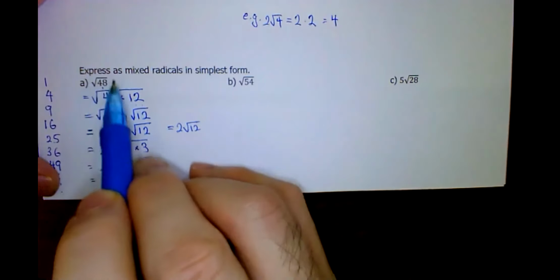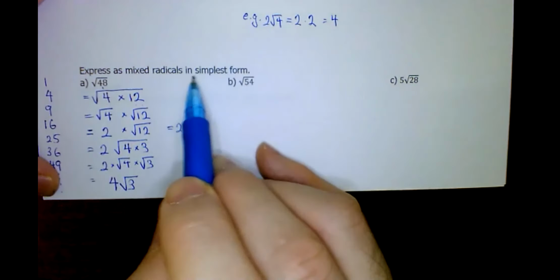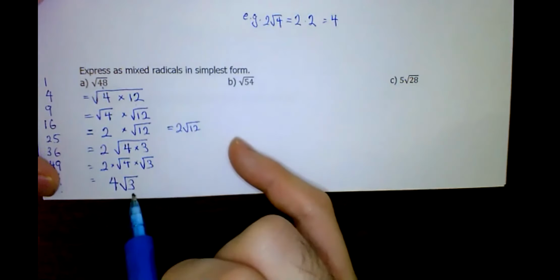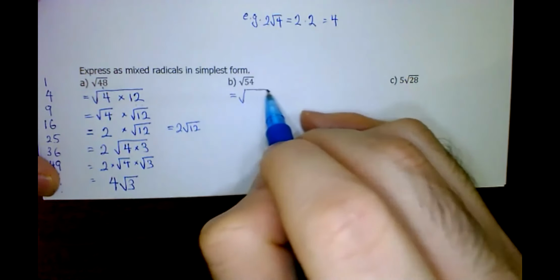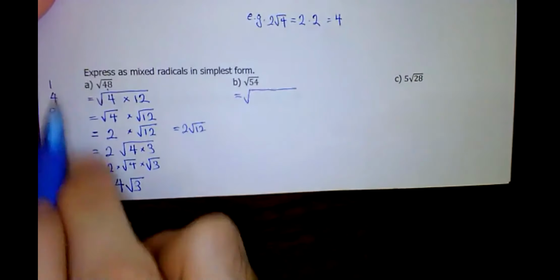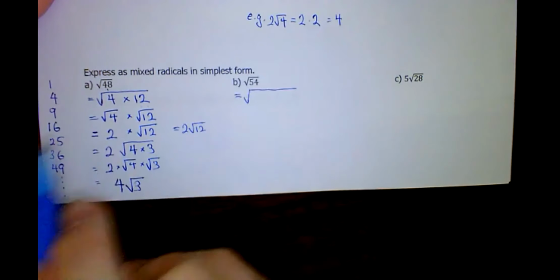So anytime you're trying to reduce it to simplest form, we're trying to break this down into a multiple of 2 numbers in hopes that one of those numbers is a perfect square. Because if it's a perfect square, I can turn it into a whole number. That's the goal.